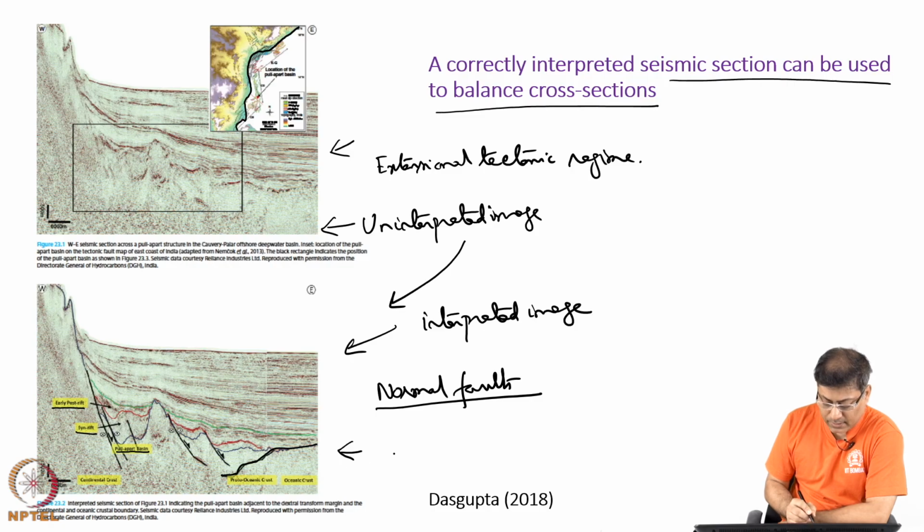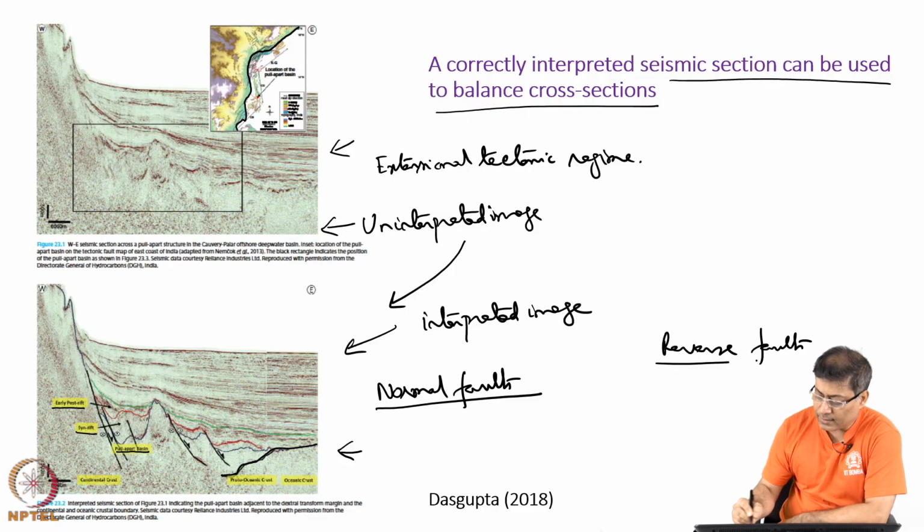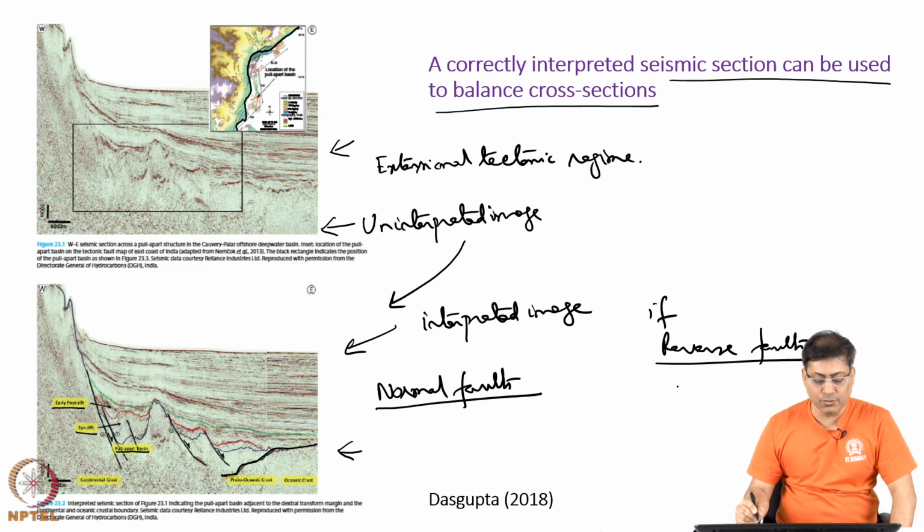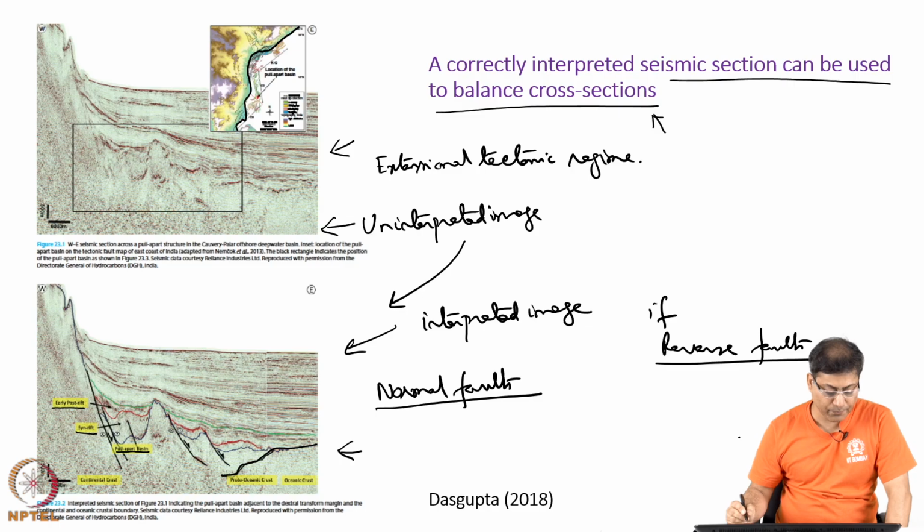If the seismic image interpretation goes wrong, if one thinks that on the Indian east coast, an extensional tectonic regime, one tries to fit reverse faults, then the starting point of cross section balancing goes wrong. Therefore, the balanced cross section will certainly be wrong. So, as much as possible, accurate interpretation of the seismic image becomes important.